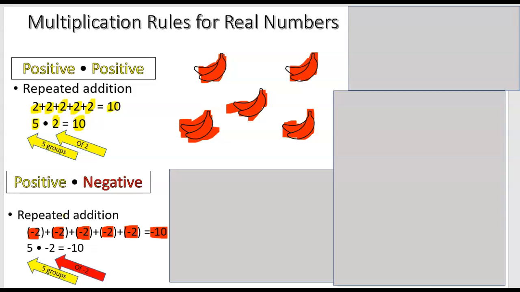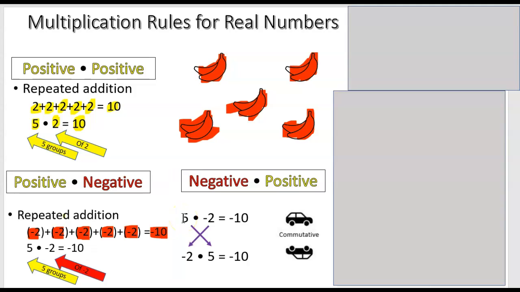So the way I look at it is multiplication. I have 5 groups of -2 bananas, which would be a -10. Next, what about a negative number times a positive number? We can use logical thinking to prove that a negative times a positive is a negative.